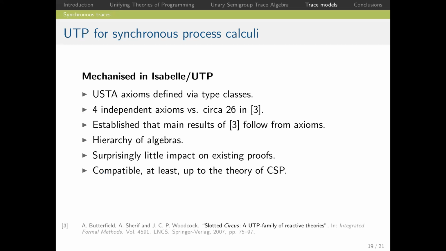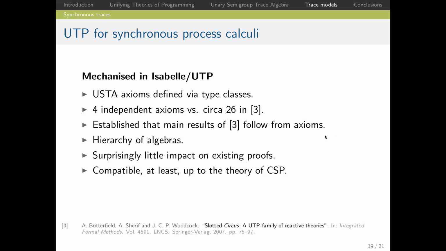So in summary, in targeting these synchronous process calculi, I've mechanized these two axioms in Isabelle UTP, defined as type classes. Importantly, I've shown also that these are 4 independent axioms, which compares with roughly 26 axioms in existing work for capturing the same sort of generalized construction. I've also established that the main results in existing work also follow from the axioms, which is again a comforting result.